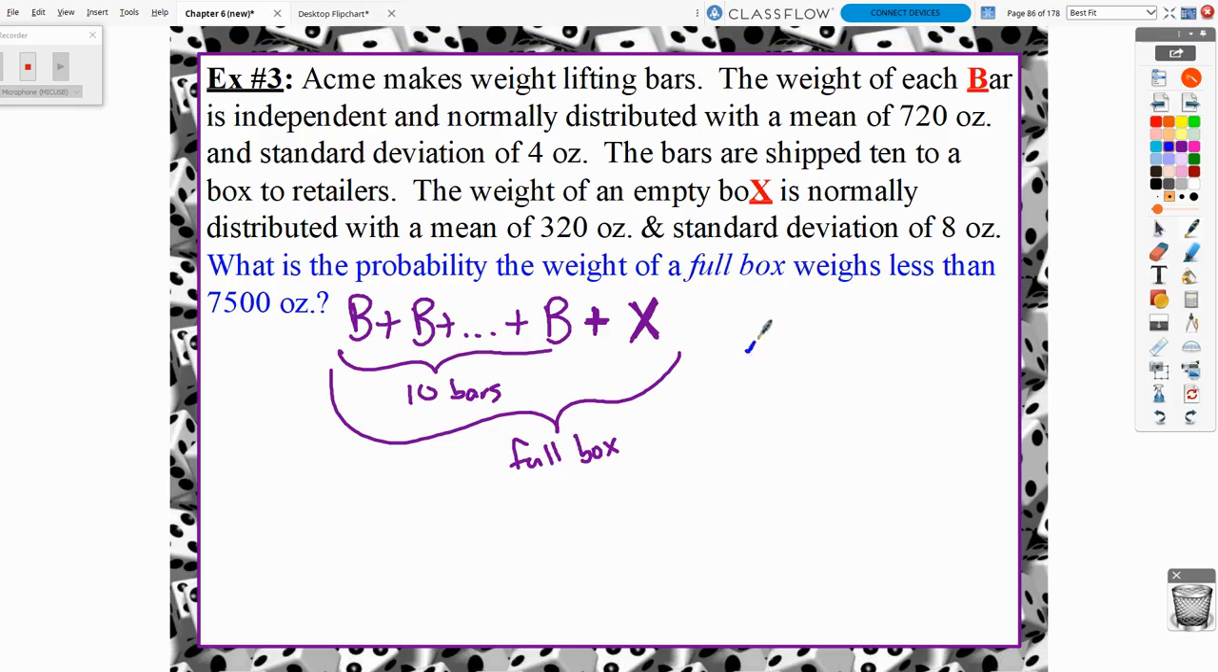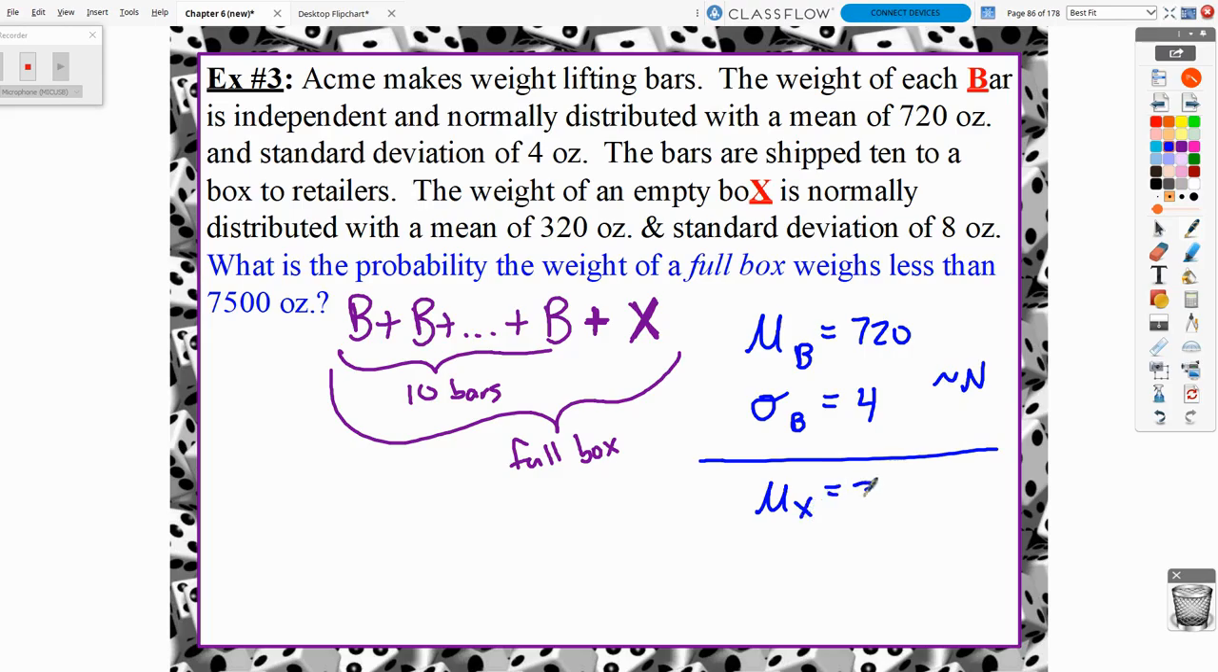Now, let's talk about what they told us about bars and boxes. They said the mean of one bar is 720, and the standard deviation is 4. And they told us that these values were approximately normal. And the mean of a box was 320 ounces, and the standard deviation of a box was 8 ounces. They also said that these weights followed a normal distribution.